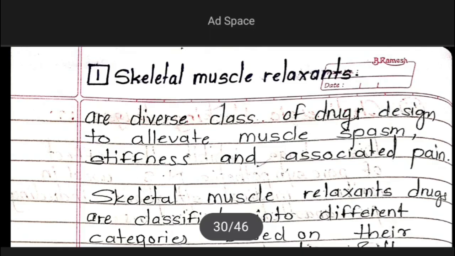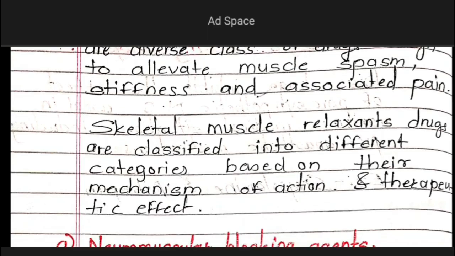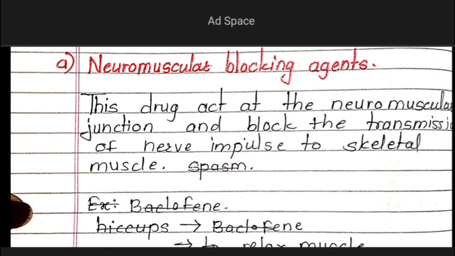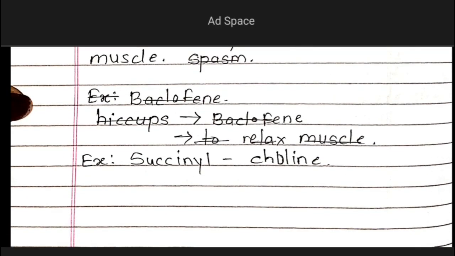Skeletal muscle relaxants. These are a diverse class of drugs designed to alleviate muscle spasm, stiffness, and associated pain. Skeletal muscle relaxant drugs are classified into different categories based on their mechanism of action and therapeutic effect. In that, first one, neuromuscular blocking agents. These drugs act at the neuromuscular junction and block the transmission of nerve impulses to skeletal muscle. For example, succinylcholine.